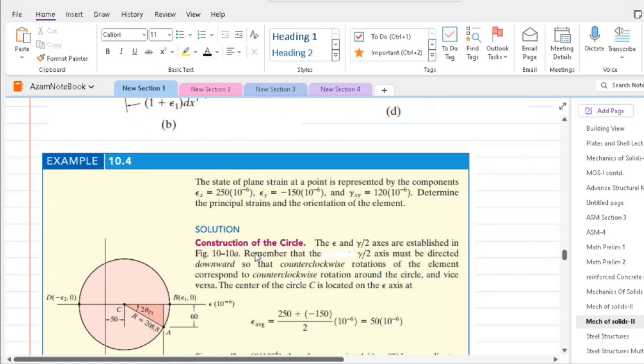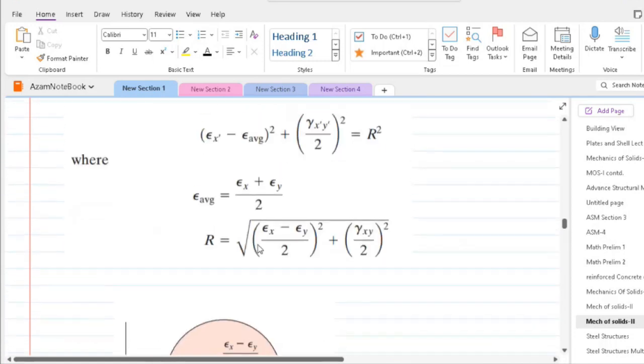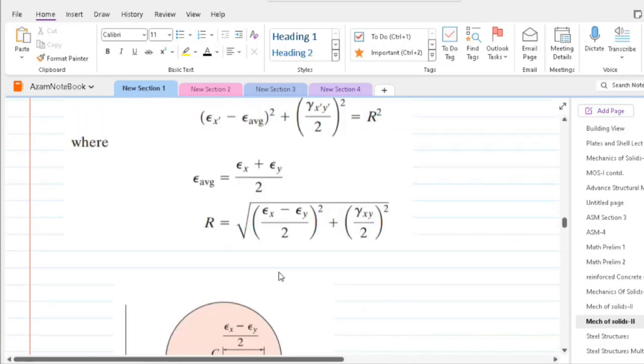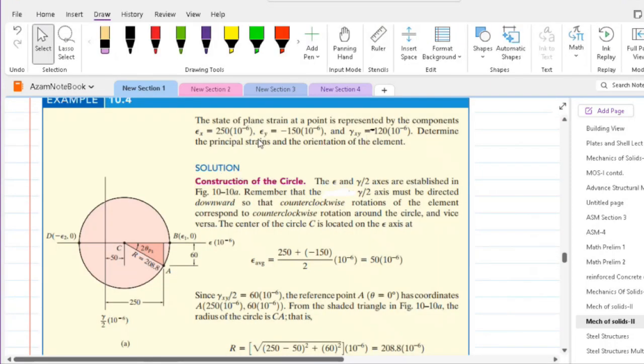We can now discuss an example to understand the application of Mohr circle. The state of plane strain at a point is represented by the components epsilon x equal to 250 into 10 raised to power minus 6, epsilon y equal to minus 150 into 10 raised to power minus 6, and gamma xy equal to minus 120 into 10 raised to power minus 6. Determine the principal strains and the orientation of the element.